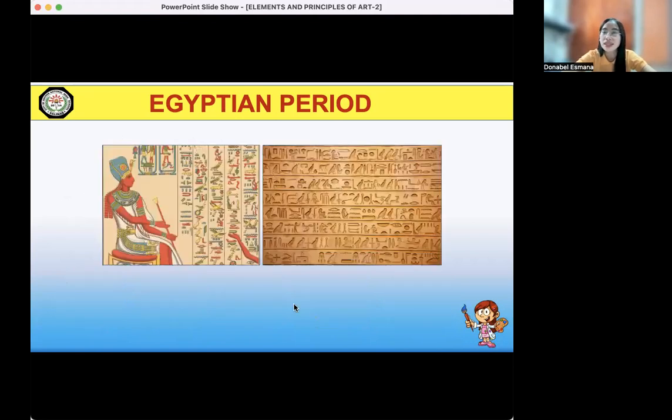And this one is, what is this? Are you guys familiar with this? This is the system of writing during the Egyptian period.